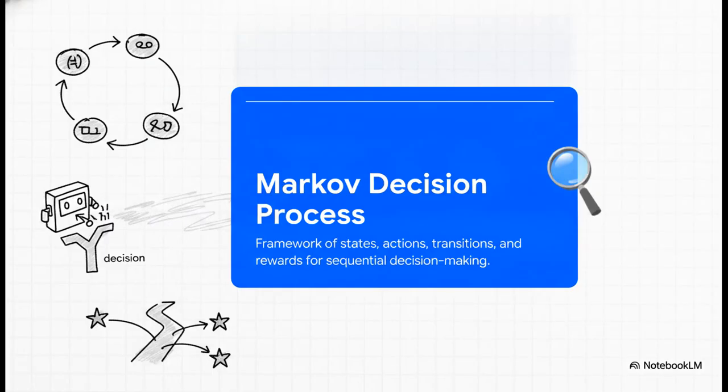To formalize this whole loop, the author introduces something called the Markov decision process, or MDP. An MDP is essentially the mathematical engine driving this entire single-agent learning process. What's so elegant here is that it ensures the future depends only on the current state and action, completely ignoring the entire history of how the agent got there.